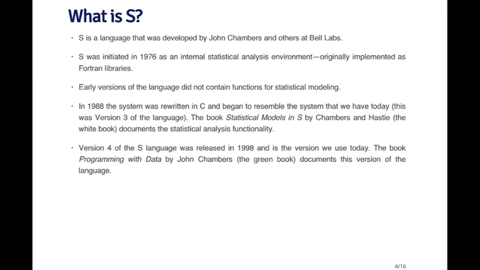Version 4 of the S language was released in 1998, and it's the version that we more or less use today. The book Programming with Data, which is a reference for this course, is written by John Chambers, sometimes called the Green Book, and it documents version 4 of the S language. So R is an implementation of the S language that was originally developed in Bell Labs.